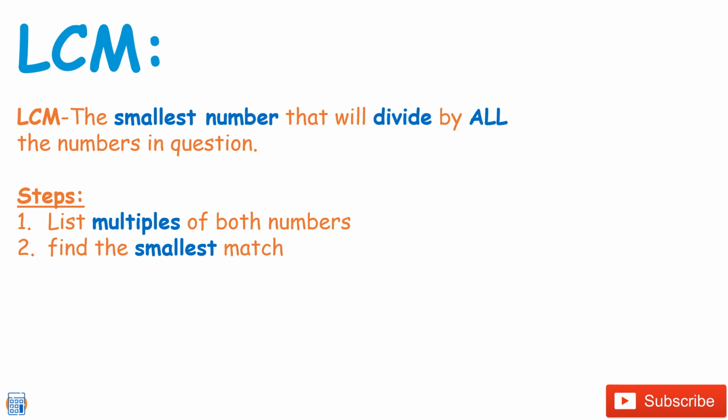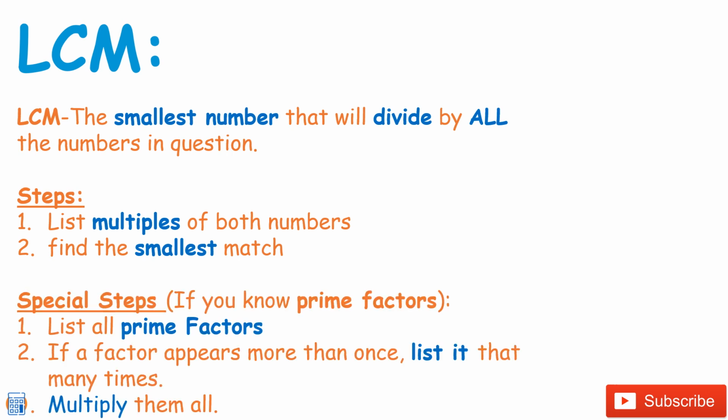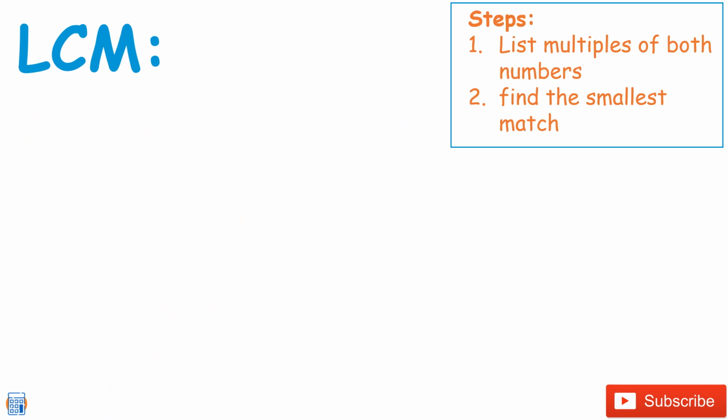There is obviously a special step. If you know the prime factors, you can list all of the prime factors, and if a factor appears more than once, list it that many times, and then finally multiply them all. So we're going to put this into practice. Starting with the normal steps: list the multiples, find the smallest match.